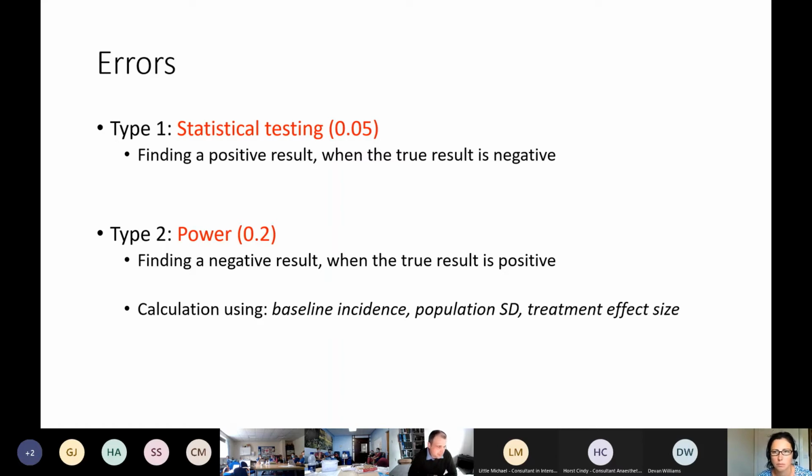The example I give is if you line 10 people up at the edge of a cliff and start pushing them off, do you need to get to the last person to know that falling off a cliff is bad for you? You probably don't. And that's a little bit like if you've got a very, very strong, very powerful difference in something like survival, you don't need an enormous sample size to show that.